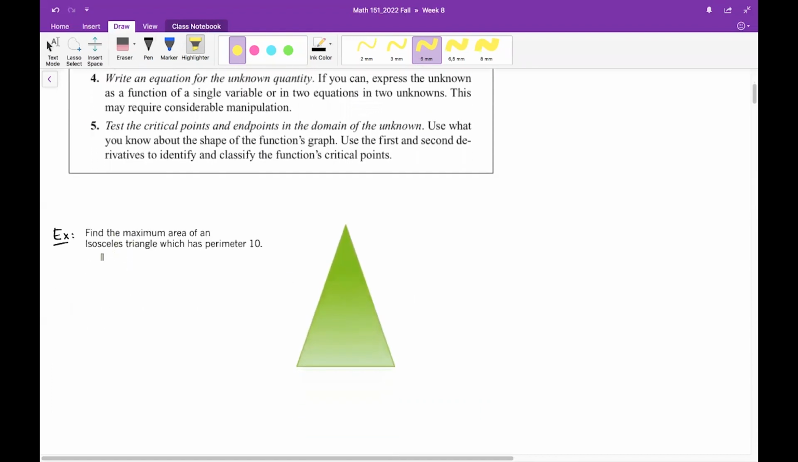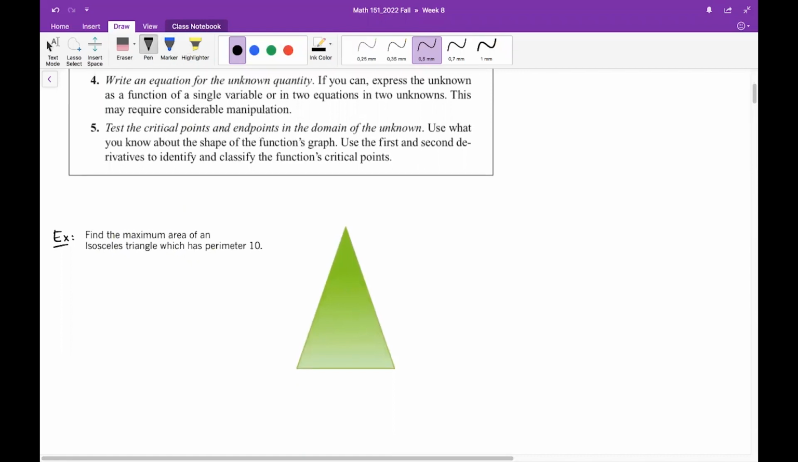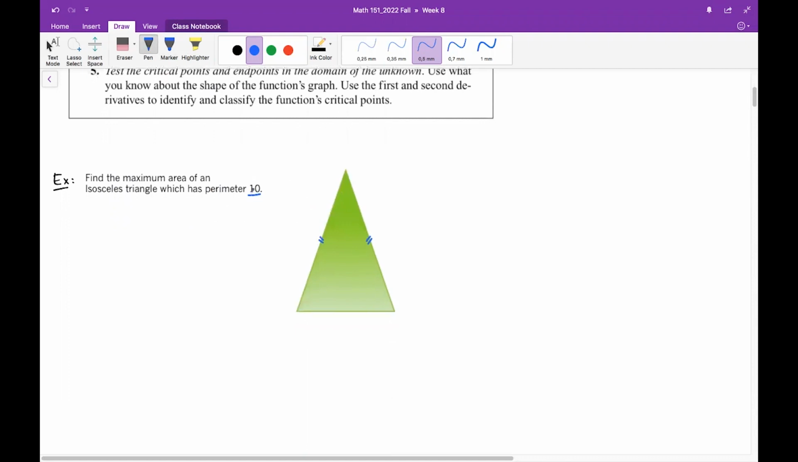For example, read the first one. We want to find the maximum area of an isosceles triangle. This is an isosceles triangle, which has this fixed perimeter 10, okay? So perimeter 10. Perimeter means the sum of these quantities. Like if you put the height like that, and if you name these parts as y, so perimeter is 2x plus 2y is 10.